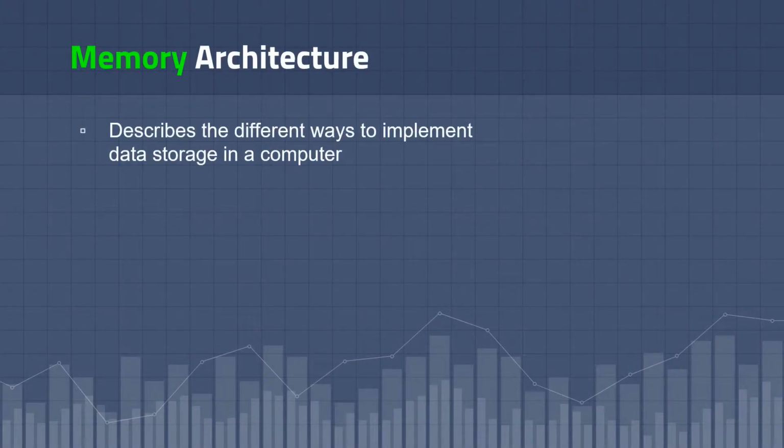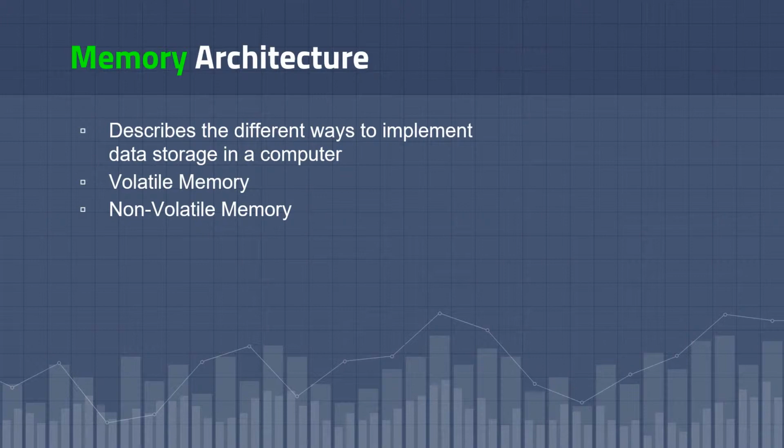Memory architecture. Memory architecture describes the different ways to implement data storage in a computer. Memory or storage is classified into two categories: volatile and non-volatile memory. Volatile memory is memory that gets lost when there is no power to the component, meaning it does not store any data permanently. For example, RAM is volatile memory.